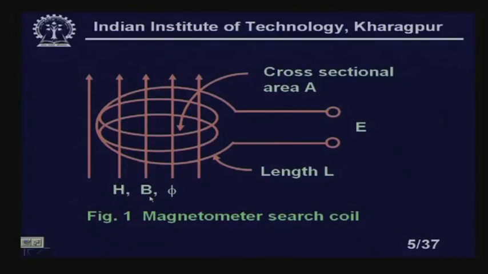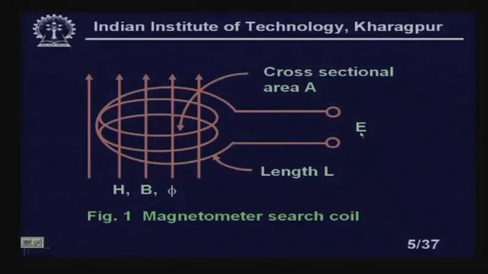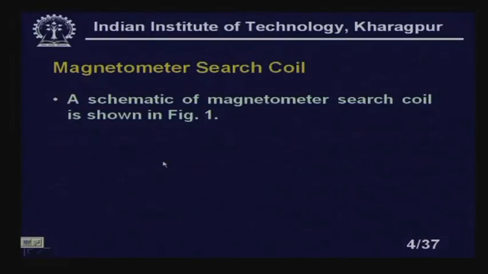Please note two important things to get some output voltage: either the magnetic field must vary or this coil must change its position. There should be some movement of the coil. There are two options by which I will get a non-zero output voltage. Either H or B varies, because as you know B equals mu H, or the position of the coil varies. Then only I will get a non-zero output voltage. This output voltage can be calibrated in terms of the magnetic field. So, that is the basic principle of the magnetometer search coil. Let us go back to the previous slide.